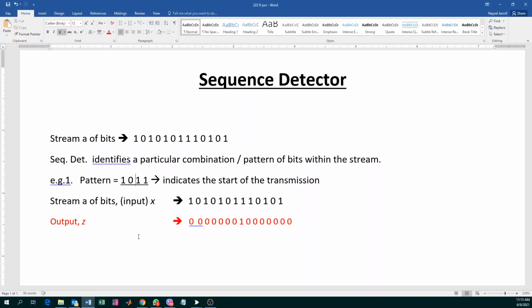Right now, before we move on, guys, I just want to tell you that this particular section is part of sequential logic, and in your final exam, one of the questions will be on a pattern detector.